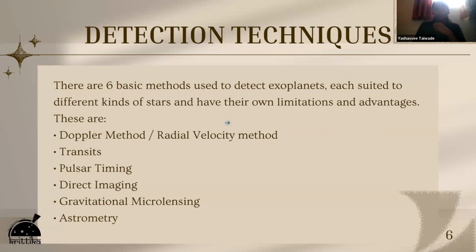So, detection techniques. Here are six basic methods used to detect exoplanets. Each of them is suited for different kinds of stars and each has its own limitations as well as advantages. The first one is the radial velocity method or the Doppler method. Next we have transits, then pulsar timing, then direct imaging, gravitational microlensing, and astrometry.